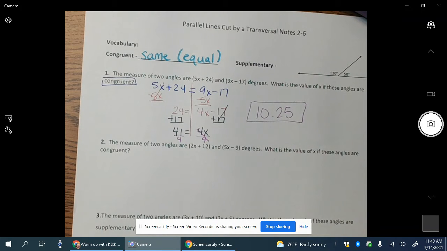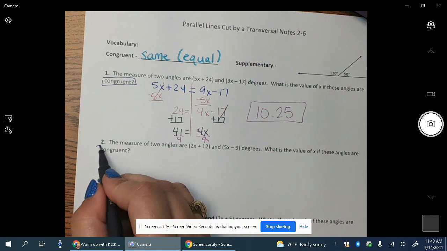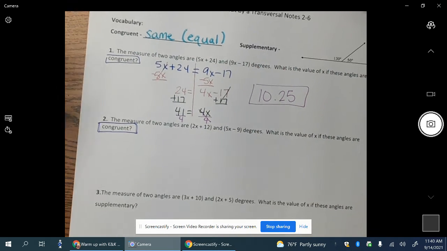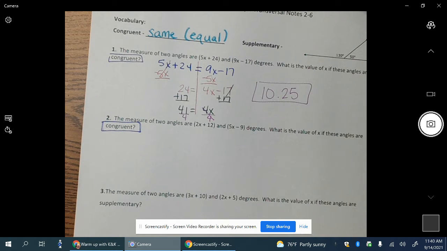Okay? Number 2. It gives you two angles. It tells you they are congruent. What should you do? Set them equal to each other, correct? Okay. I'm going to let y'all solve this one by yourself. So set those two equal to each other, and then solve for x.